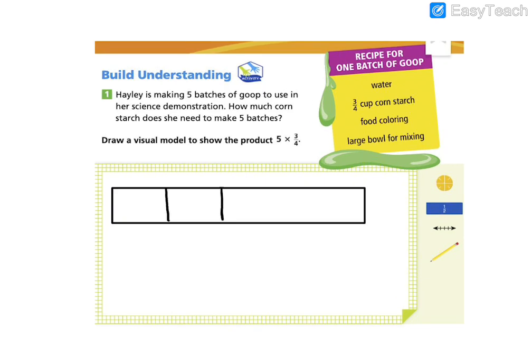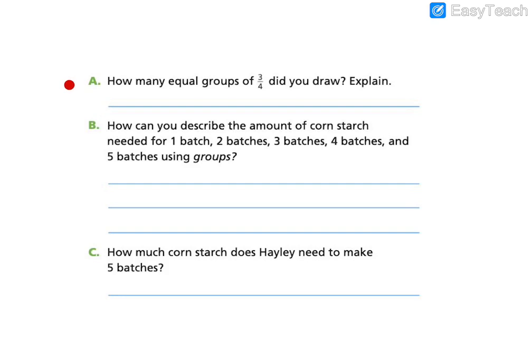Haley has 5 groups, or 5 batches, and each batch needs 3/4 cup of cornstarch. Great. Let's go ahead and answer our questions. Letter A asks us, how many equal groups of 3/4 did we draw? And explain. So we drew 5 groups for the 5 batches.